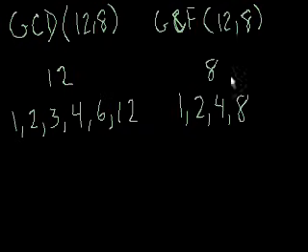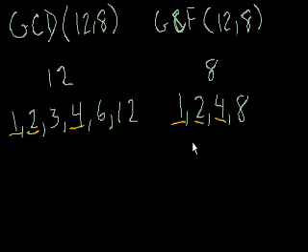So now we've written all the factors of 12 and 8. So let's figure out what the common factors of 12 and 8 are. Well, they both have the common factor of 1, and that's really not so special. Pretty much every whole number or every integer has the common factor of 1. They both share the common factor 2, and they both share the common factor 4.